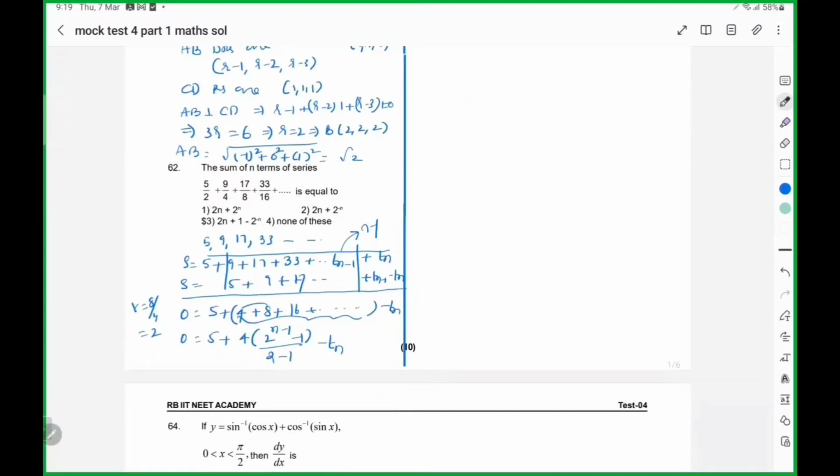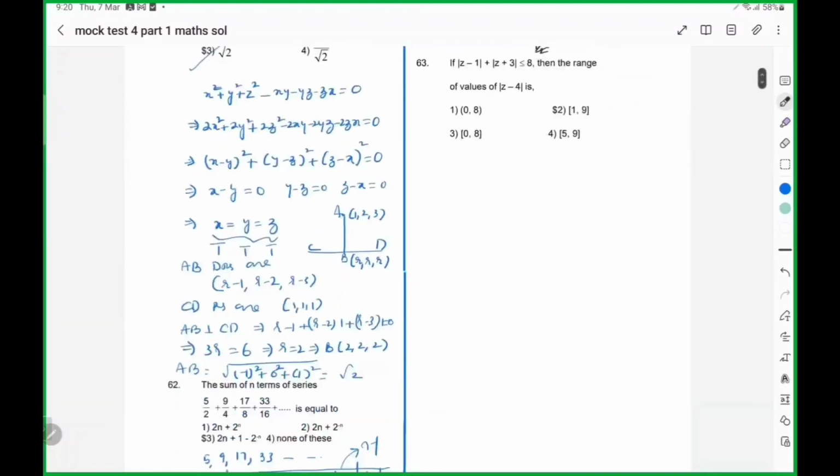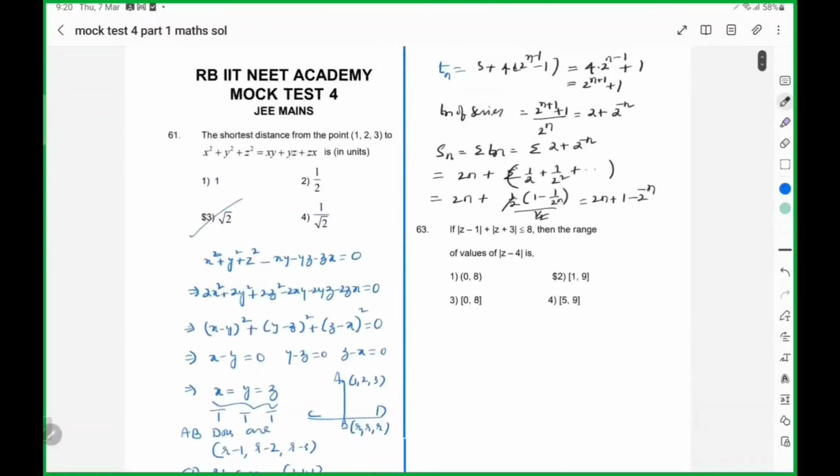So what he is asking is the sum of n terms, Sn, which will be sigma Tn, sigma of 2 plus 2 power minus n. Your n terms are the 2n. Here you write 2 power minus n as half plus 1 sigma 2 square and so on: 2n plus half into 1 minus 2 power n by half, which gives 2n plus 1 minus 2 power minus n. So the third option is correct.